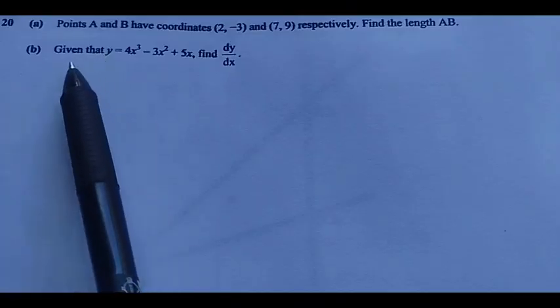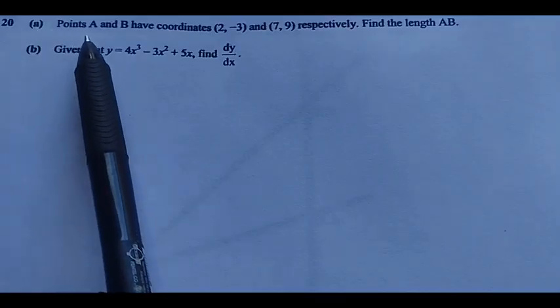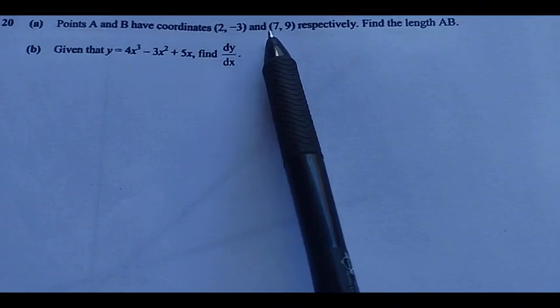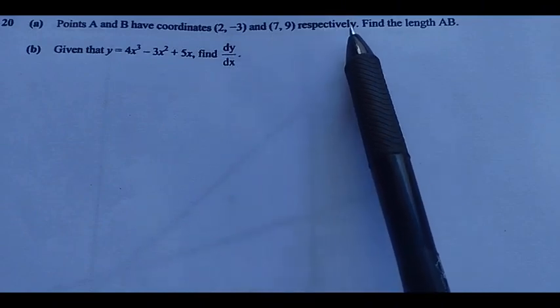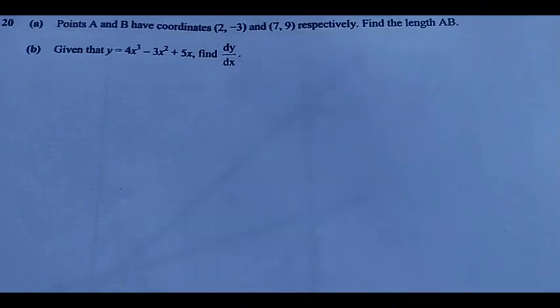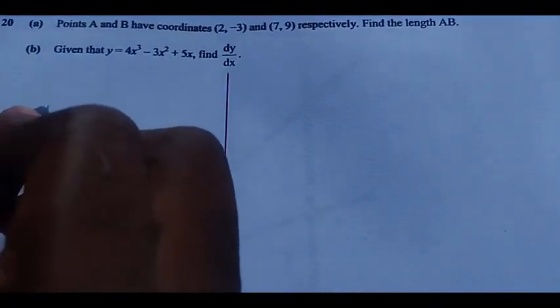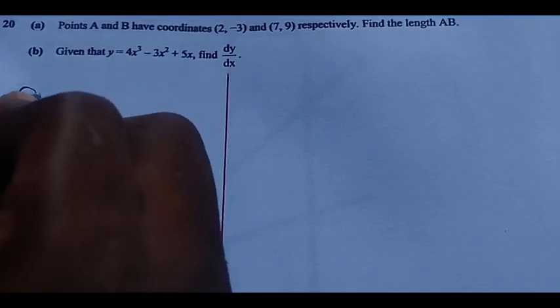So question 20, we have two questions. Question A, points A and B have coordinates 2, -3 and 7, 9 respectively. Find the length AB. So they want you to find the length of AB. That is what the question is asking. So how can we find the length AB? So we are starting with question A. This is our question A right here.